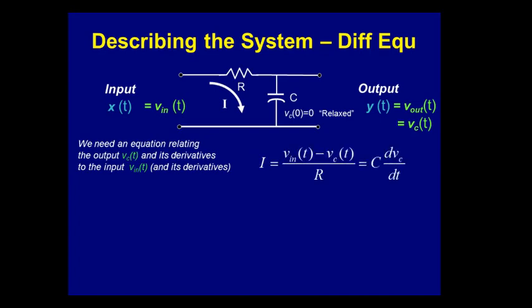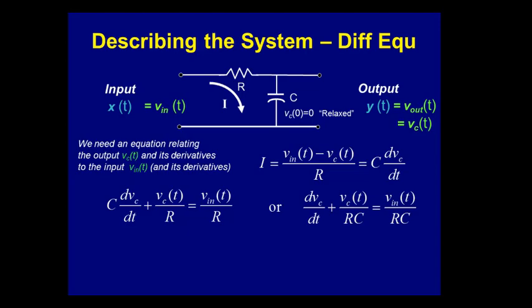Now, in our normal form, we would have put all the output terms on one side. So I'm going to put my V outs or V capacitors on one side, V in on the other side. So I have my Y of t's and my X of t's. And in our standard form, for the highest derivative of the Y of t, we like a leading coefficient of 1. So let me divide everything by C.